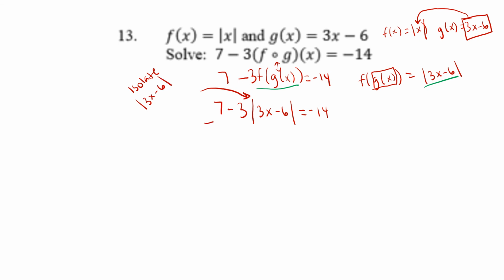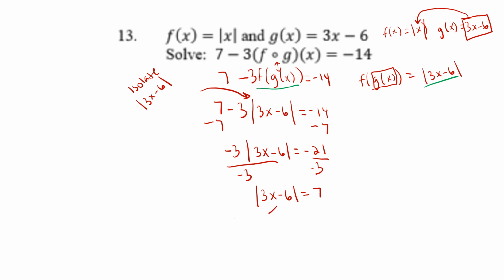So we start by subtracting 7 on the outside. We're left with -3 times the absolute value of 3x minus 6. -14 minus 7 is -21. And then to get that absolute value by itself, we're going to divide both sides by -3, giving us absolute value of 3x minus 6 equals +7. We end up with +7, meaning we can go ahead and set up those two equations.